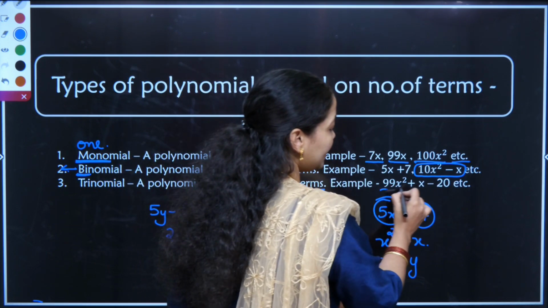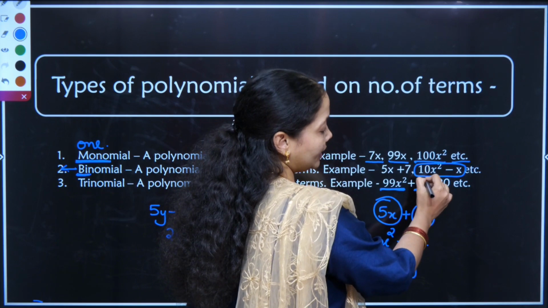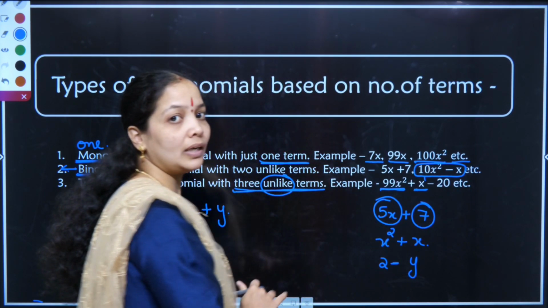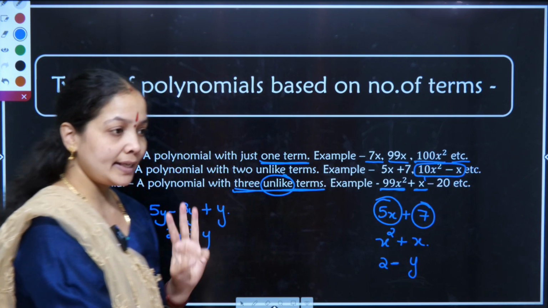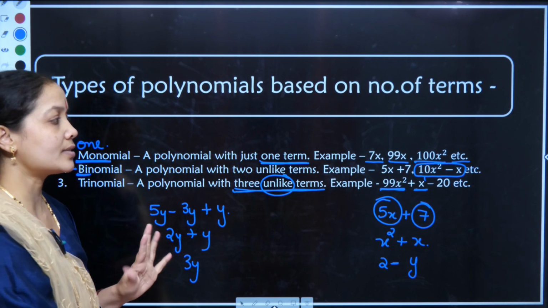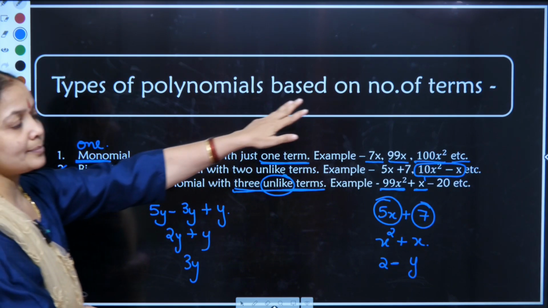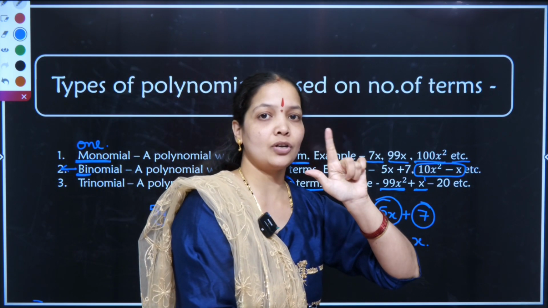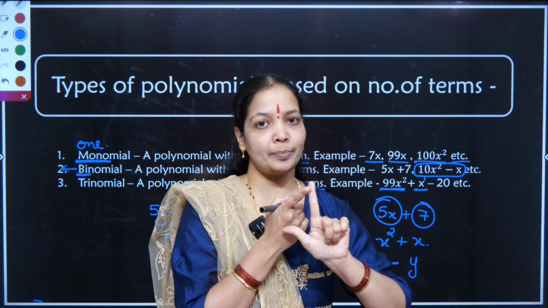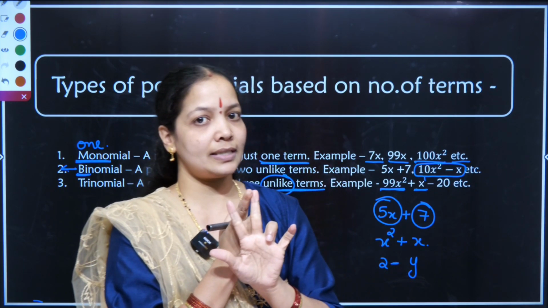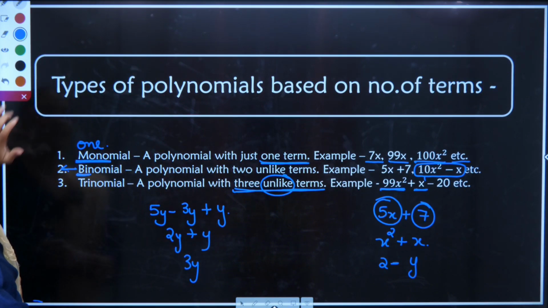9x square is a term with variable x and degree 2. x is a term with variable x and degree 1, and 20 is a constant. So, all are unlike terms connected with addition and subtraction as the operators. So, three terms connected in a series is called a trinomial. Three major segregations based on the terms are there. First is monomial, second is binomial, third is trinomial. Monomial, single person. Binomial, two people added together. Trinomial, three terms in the series, makes the classification of polynomials based on terms.